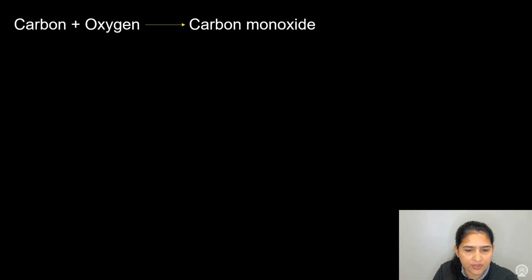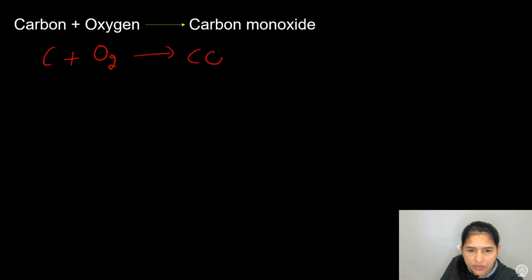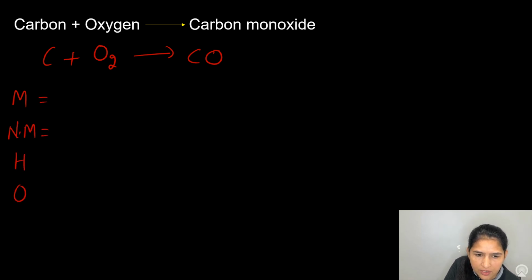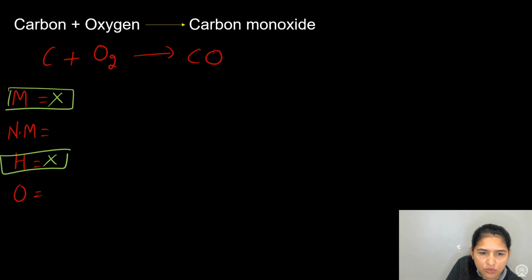Okay, so for this example, we are going to write it down. We have carbon and oxygen, which gives carbon monoxide. Now in this case, very first we have to quickly follow all those four steps that we discussed. So do we have any metal here in this equation? No, we don't. Do we have any hydrogen? No. So we are going to skip these two steps. Now what do we have here? We have a non-metal, that is carbon. We have oxygen with us. So let's count it down.